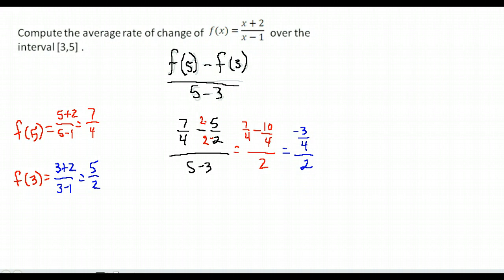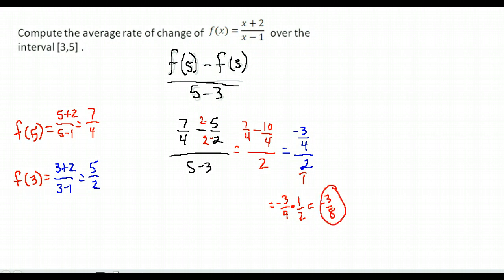So what do we do with that? Again, you can use your calculator and do negative 3/4 divided by 2, or you can recall that this would be 2 over 1, and to divide fractions we invert or flip the second fraction and multiply. So that gives us negative 3/4 times 1/2, or negative 3/8.